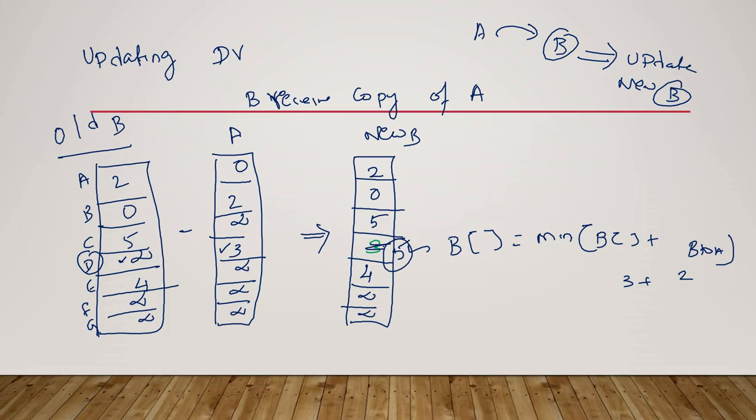Okay, so same way, once we are receiving the other information from the neighbors, similarly all other routers are going to be updated in the same way. So once we get the minimum value, we apply the Bellman-Ford equation, then that value is going to be updated in your distance vector table.